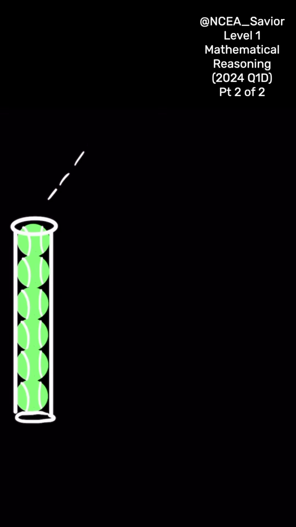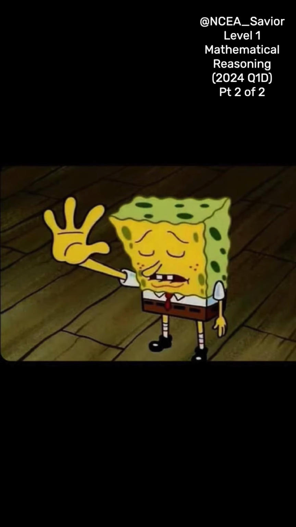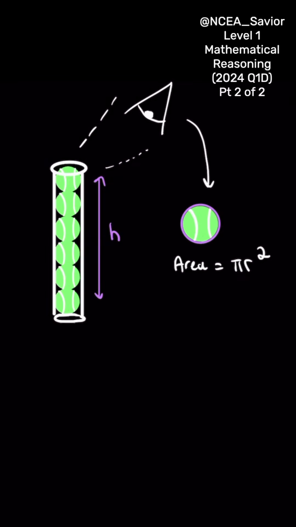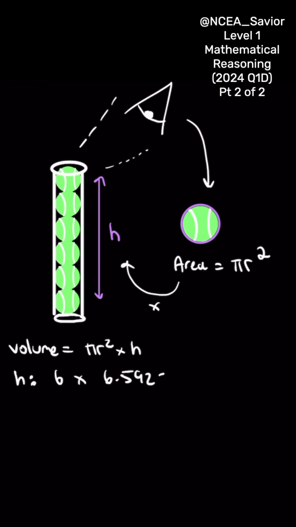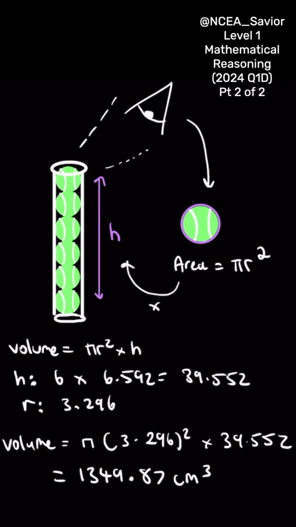Now back to the tube. If you were to look at the cylinder from above, you'd see a circle. You already know the area of a circle is calculated by pi times r squared. But wait, before we dive into calculating the area, let's skip ahead and find the volume of the cylinder. How? Simple. We take the area of the circle and multiply it by the height, which we just found is 6.592 centimeters for each ball. This gives us a total cylinder volume of 1,350 cubic centimeters.